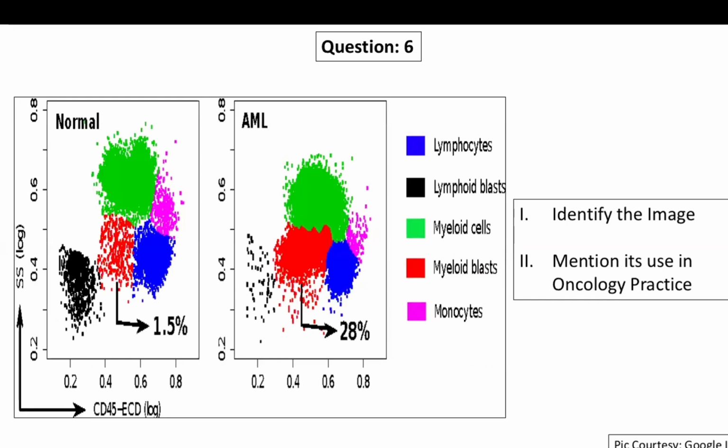This is a dot plot, sir. The dot plot is also called a dot chart. Does it have any significance in oncology practice? It has a significance in hemato-oncology, sir. It helps in finding the blast population, helps in making the diagnosis, in the detection of minimal residual disease, and also the immunophenotype.